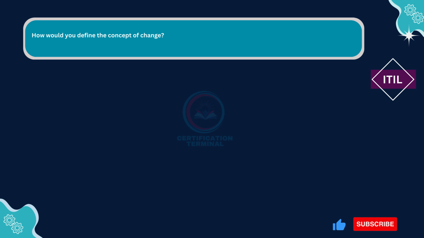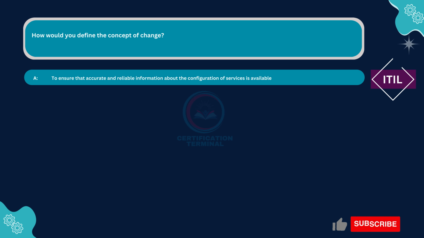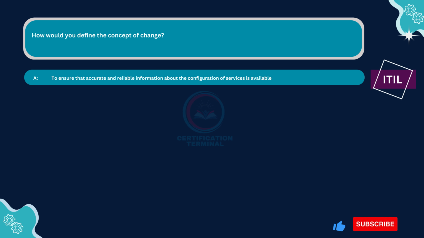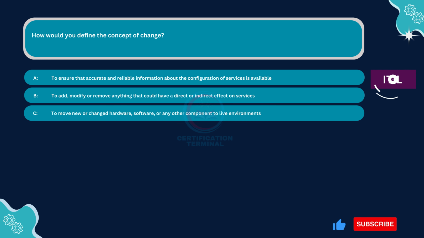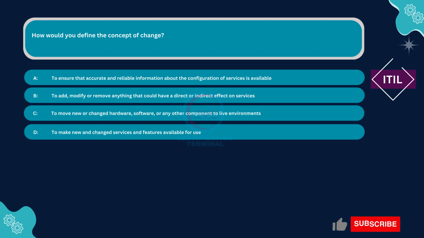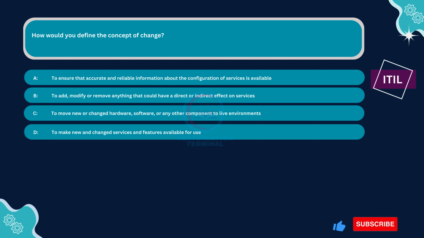Next question. How would you define the concept of change? Option A, to ensure that accurate and reliable information about the configuration of services is available. Option B, to add, modify or remove anything that could have a direct or indirect effect on services. Option C, to move new or changed hardware, software, or any other component to live environments. Option D, to make new and changed services and features available for use.